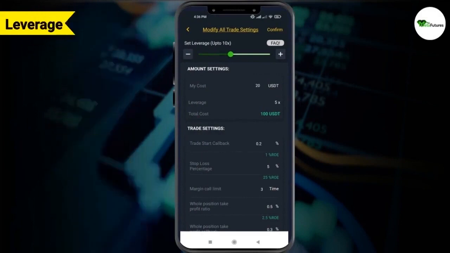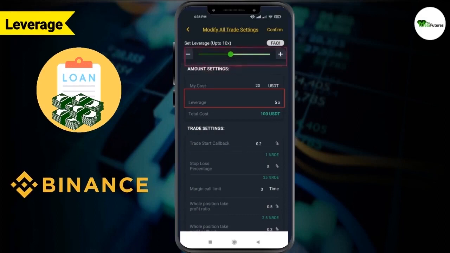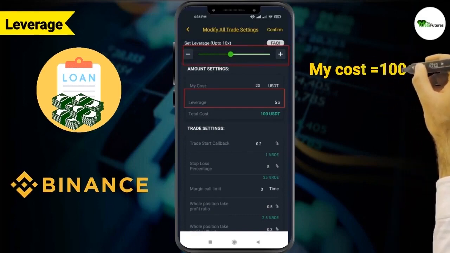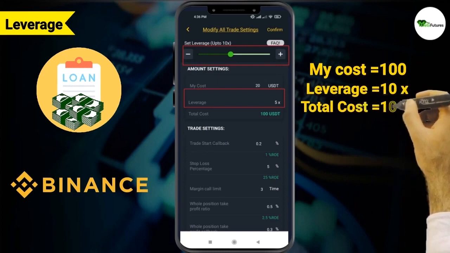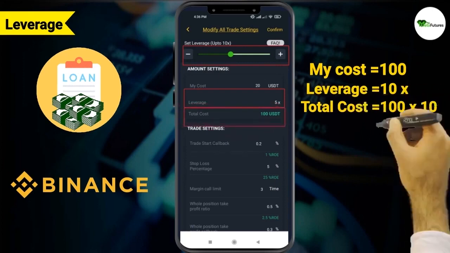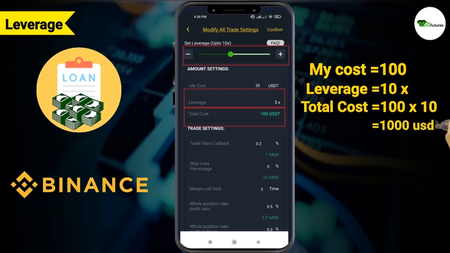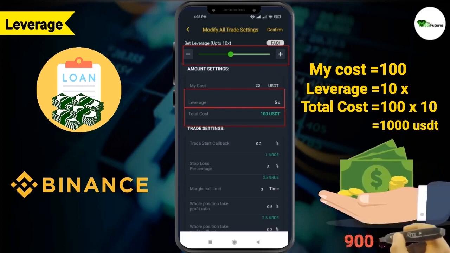Friends, leverage is a loan that we take from Binance Exchange while placing a trade. This is a leverage meter. With the help of it you can set leverage. Suppose you have set 100 USDT in my cost and 10 times in leverage, 100 into 10, 1000 USDT will display in total cost. That means whenever you place a trade, a 1000 USDT trade will be placed. 1000 minus 100, total 900 USDT loan Binance Exchange has given us.